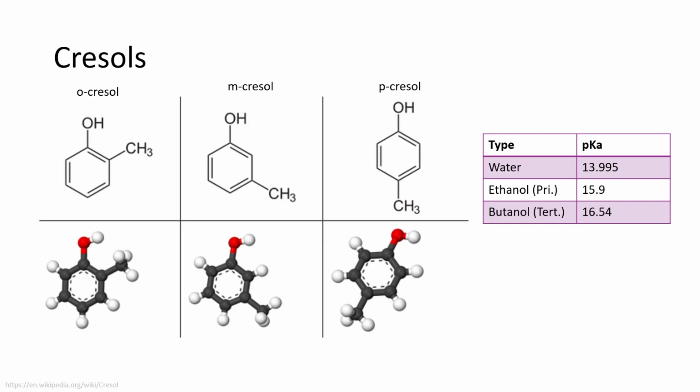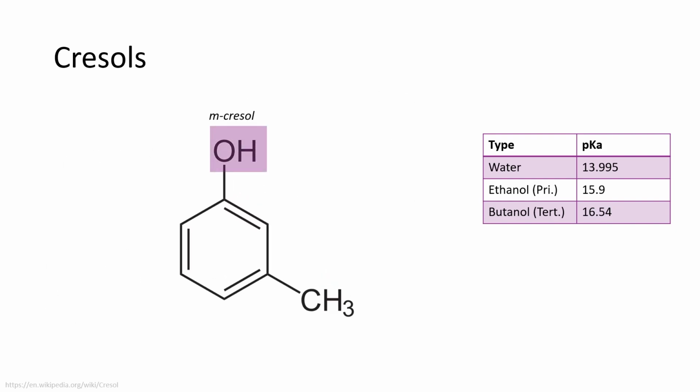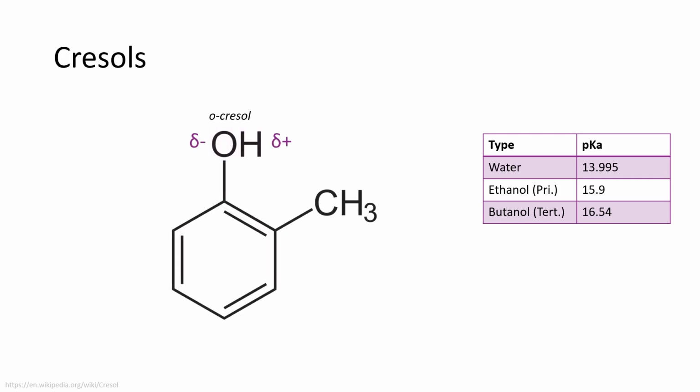Now about cresols, they're just fancy phenols with a methyl group present. The hydroxyl group makes the phenol want to lose its hydrogen. It is also called an electron withdrawing group, but the methyl pushes electrons into the ring, which makes the hydroxyl harder to release hydrogen. Now the methyl group has three positions. Let's look at each case.